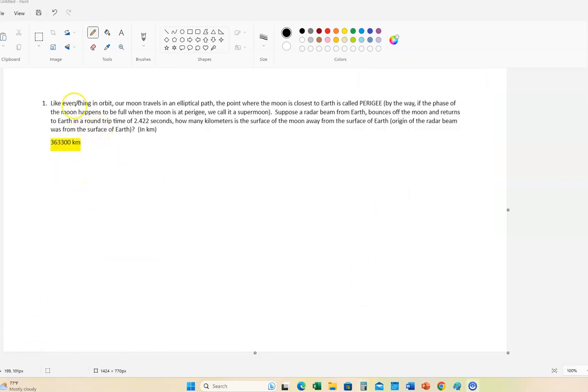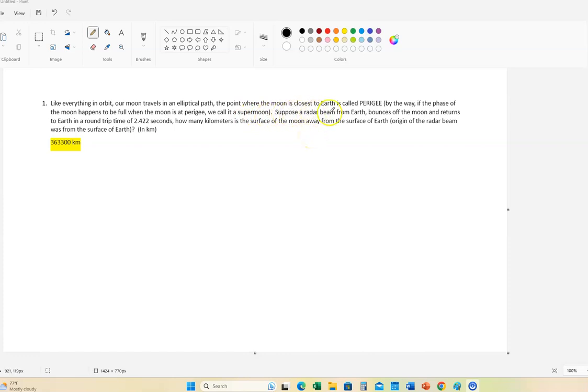Okay, so there's our second problem. I don't know why it says 1 right here. It says, like everything in orbit, our moon travels in an elliptical path. The point where the moon is closest to the Earth is called the perigee. By the way, the phase of the full moon can happen at any point, but when the full moon occurs and the moon is also at perigee, then you have what we call a supermoon. That's just a side.